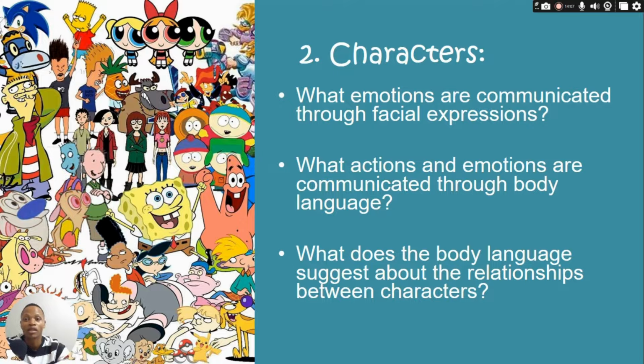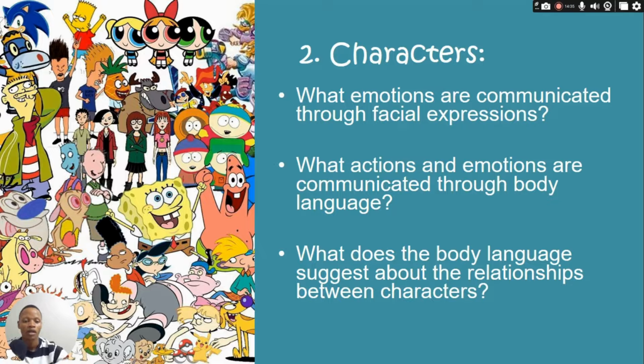Now, the second aspect here, which is not necessarily the second aspect, it's linked with actions, because if you talk about the actions, you are also dealing with characters there, because it is characters who are actually performing an action. Now, what emotions are communicated through facial expressions? That's a question you need to ask yourself. What actions and emotions are communicated through body language? As well as what does the body language suggest about the relationships between the characters.